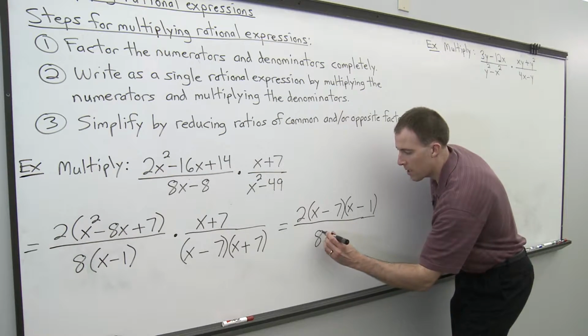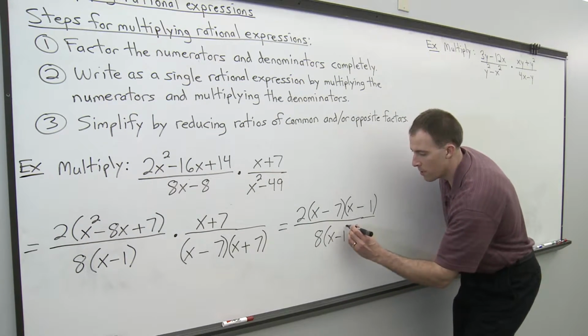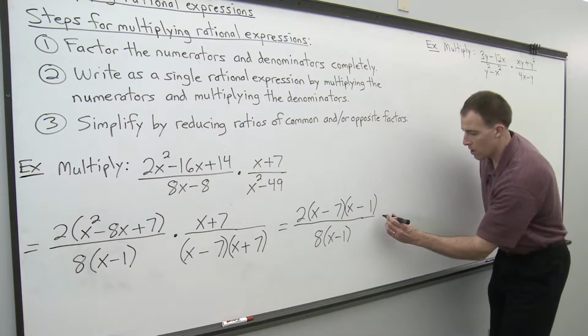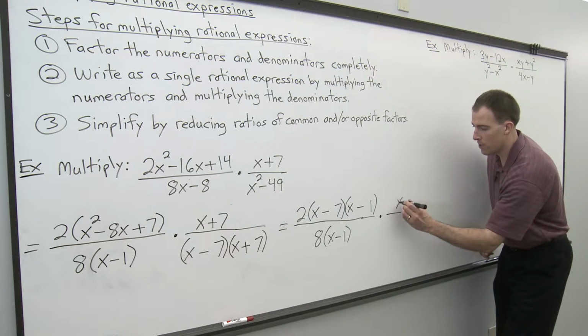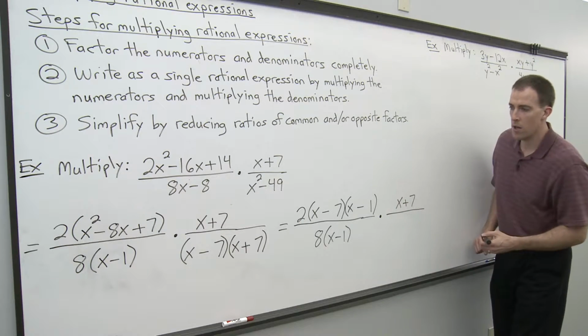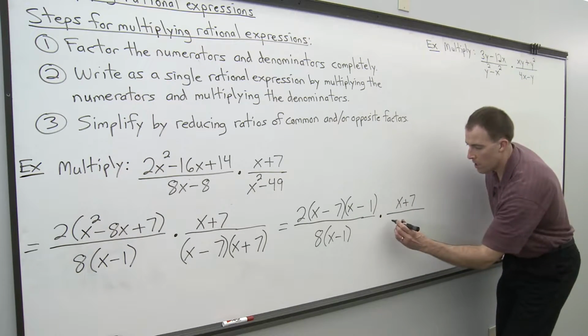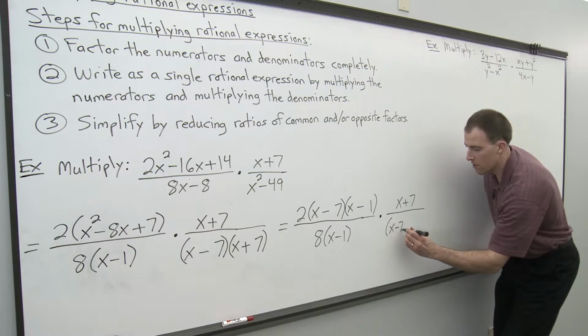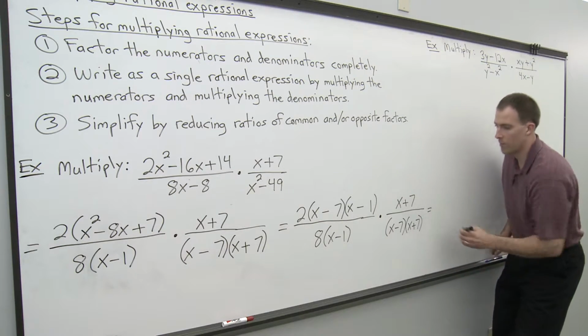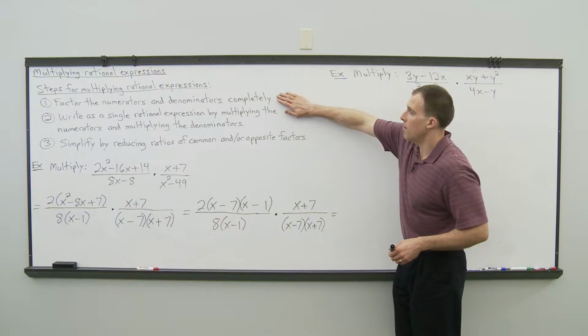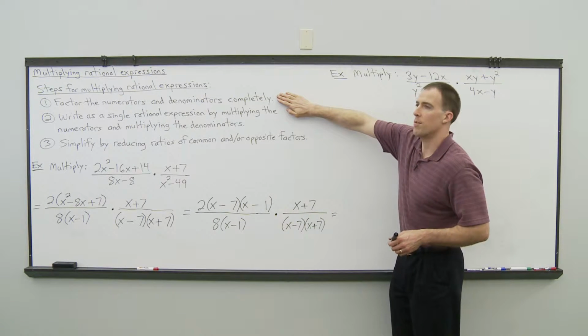The denominator cannot be factored any further, 8 times (x − 1), so let's just copy that down. As for the numerator of the second rational expression, x + 7 cannot be factored any further, and we've already factored the denominator as much as we can. It's (x − 7)(x + 7). So we've completed the first step. We've factored the numerators and denominators completely.